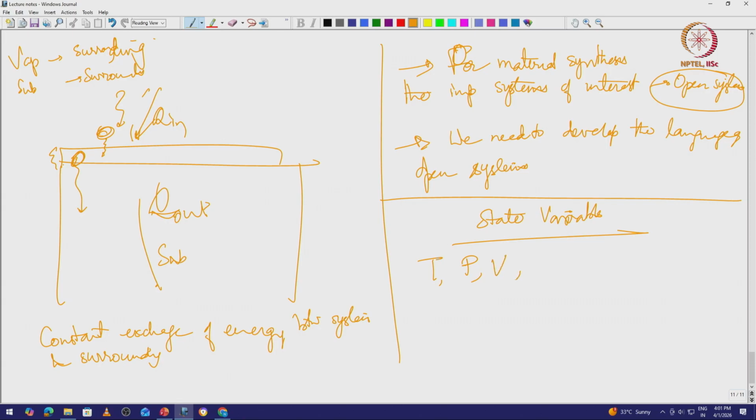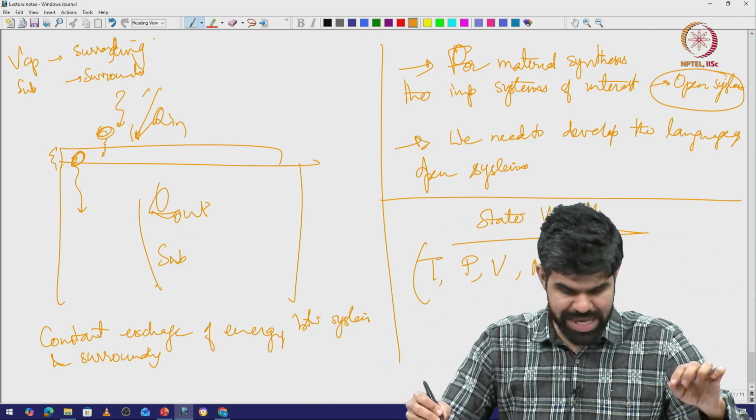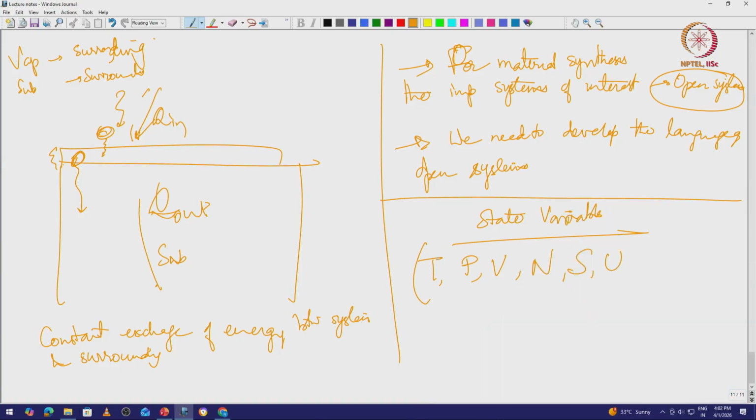Then not just temperature, pressure, volume, we have the number of molecules. So in this thin film, a smaller number of molecules means a thinner film, and more molecules means a thicker film, and so on. So all these, the entropy of the system, the internal energy of the system, are what are called the state variables of the system.